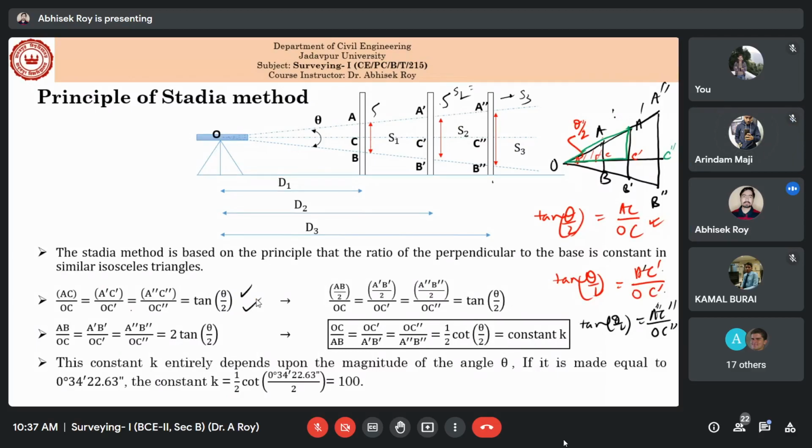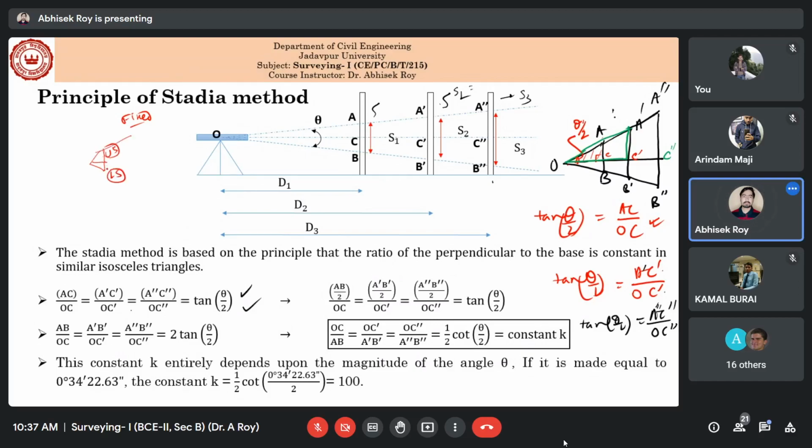Yes, sir. Now what we will do, AC we can write as AB by 2. Why? Because your upper stadia and lower stadia are always at the same distance from the middle. We are discussing the fixed stadia method, the first method, so your upper stadia and lower stadia will be at a fixed, equal distance.